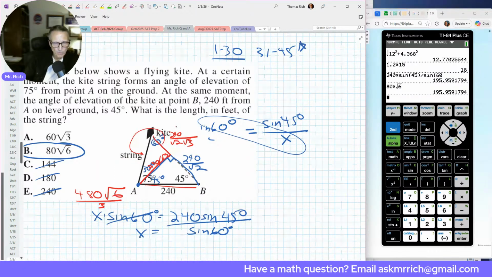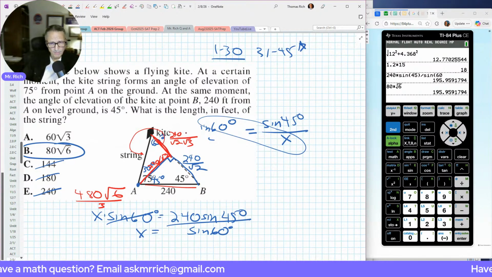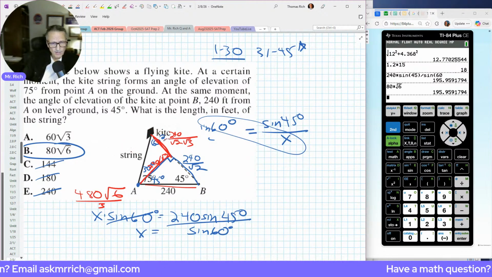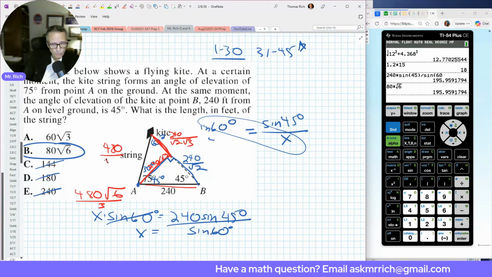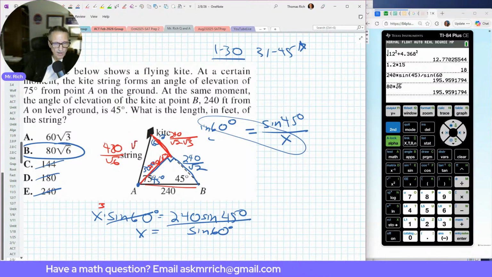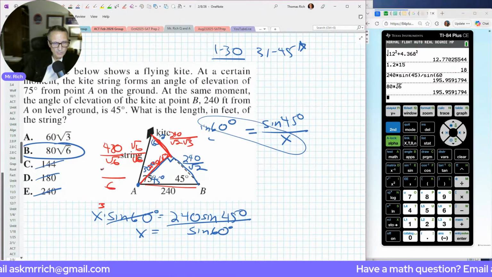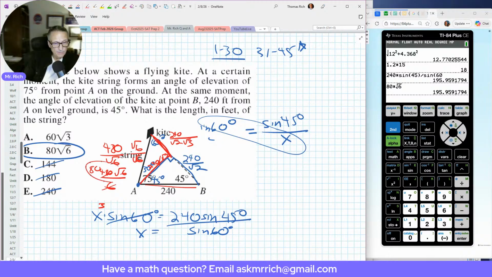Yeah, so what you have here is this side right here is 240 divided by root 6. So then I would multiply that by 2 to get 480 over root 6, like that. And then when you rationalize this, root 6 over root 6, you get 6, you get a 480 root 6, and that 6 goes into 480 80 times, 80 root 6.